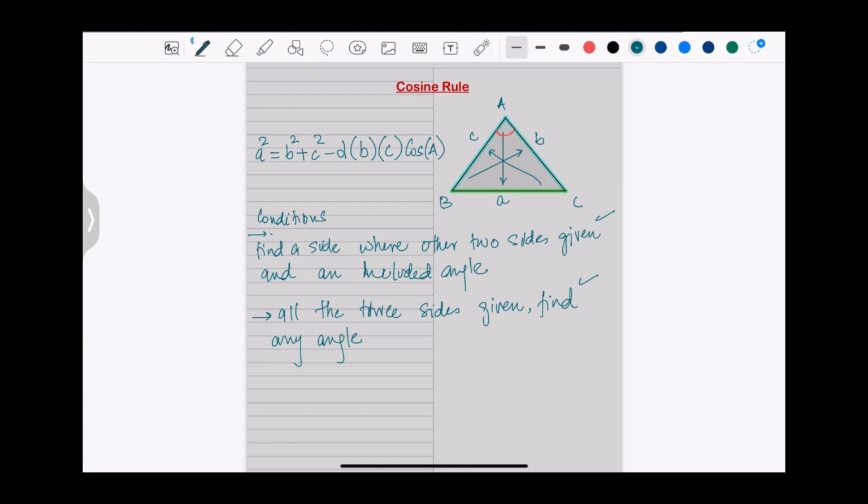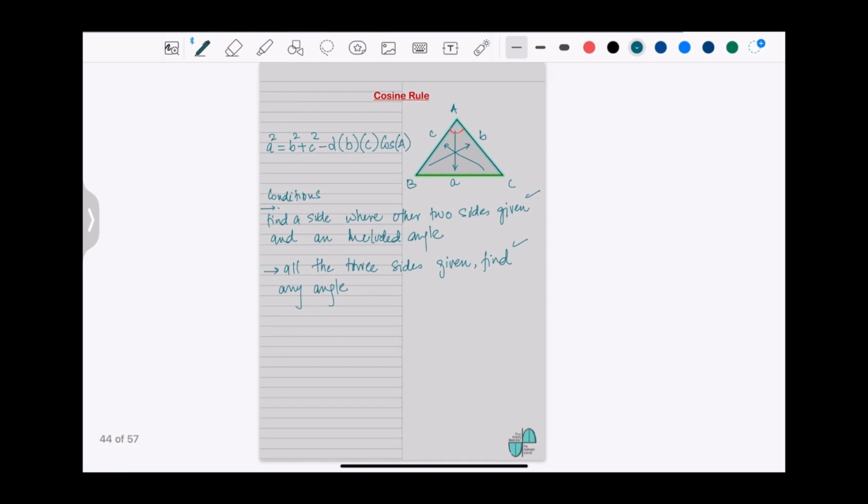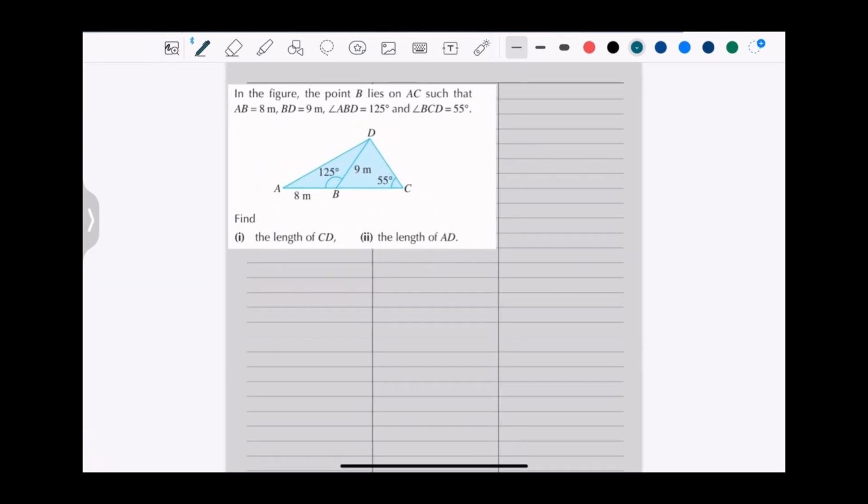So rather than remembering where to apply the sine rule, you would rather remember to apply the cosine rule, and if these two conditions are not met, it's understood that it is going to be a sine rule question. So let's see some of the questions here.